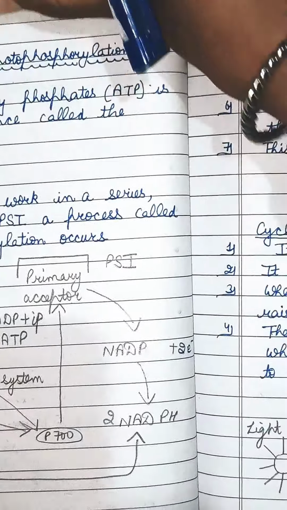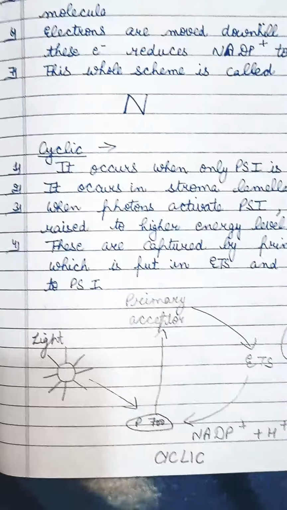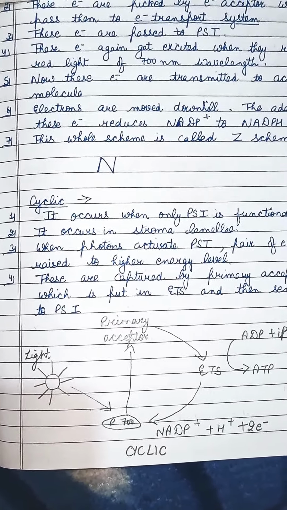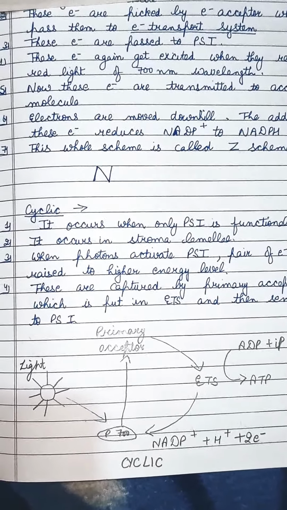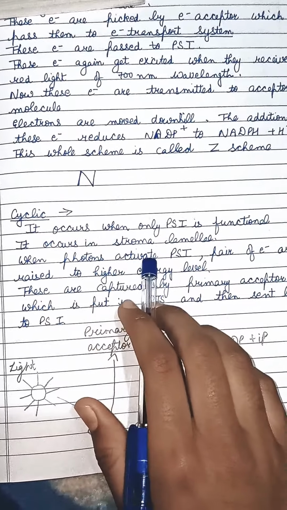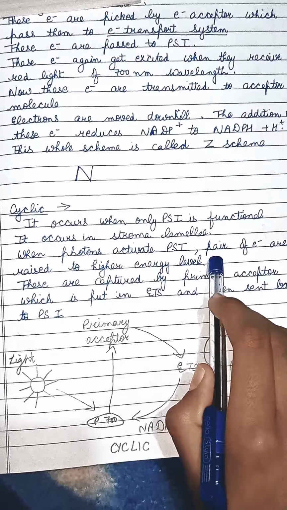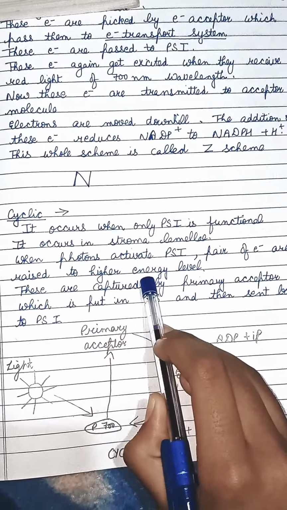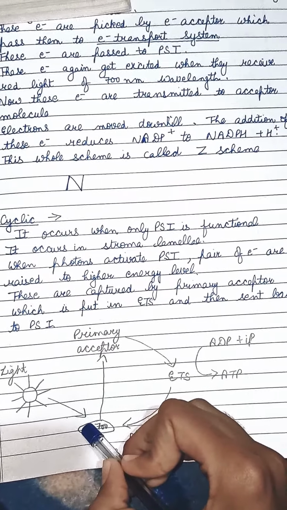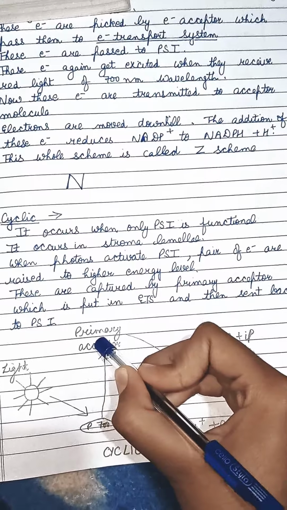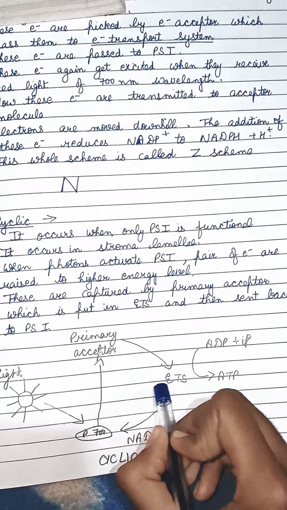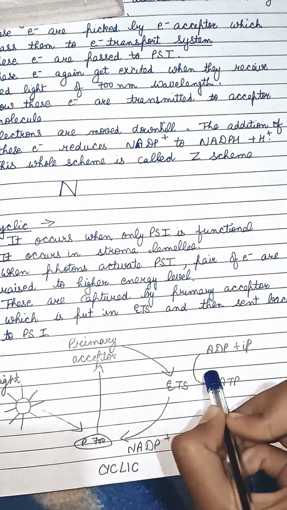Now we will study cyclic photophosphorylation. It occurs when only PS1 is functional. Here PS2, that is photosystem 2, is not involved. It occurs in the stroma lamella. When photons activate PS1, a pair of electrons are raised to a higher energy level. These pair of electrons are captured by a primary acceptor. This is put in the ETS, that is the electron transport system.